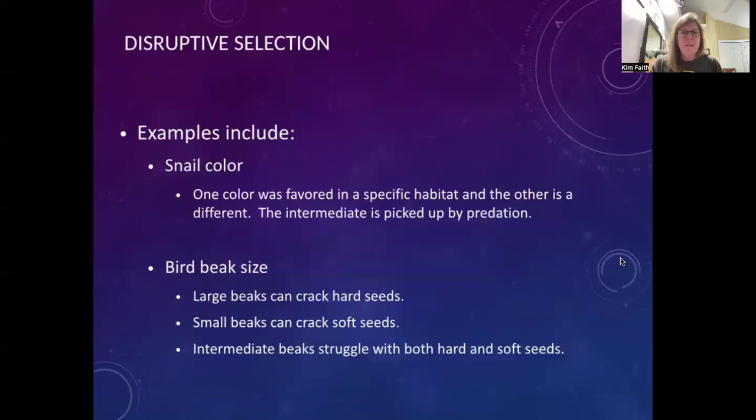by predators. Bird beaks: you have large beaks that can crack the hard seeds, you have small beaks that can crack the soft seeds, but if you're in the middle, you have a hard time cracking those hard seeds, and you have a hard time manipulating the small seeds. So you don't do well with either type of seeds. Okay. So again, you would be better off being large or small than in between. The struggle is real.